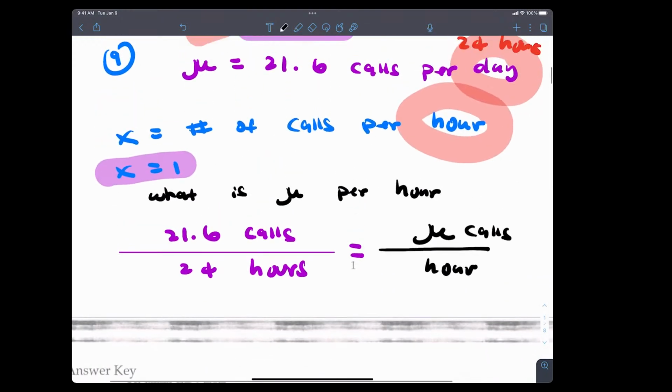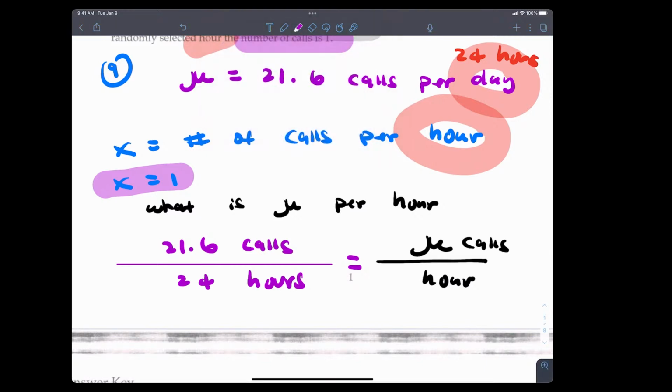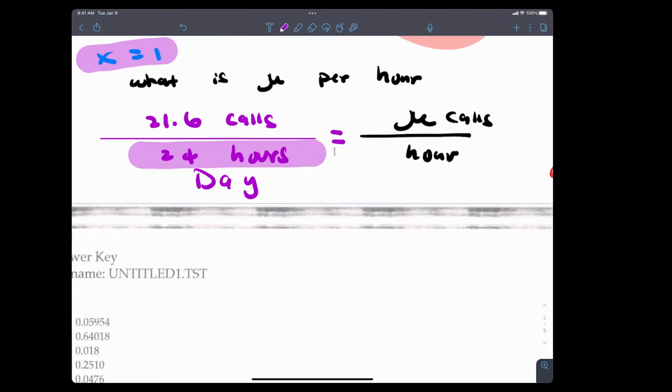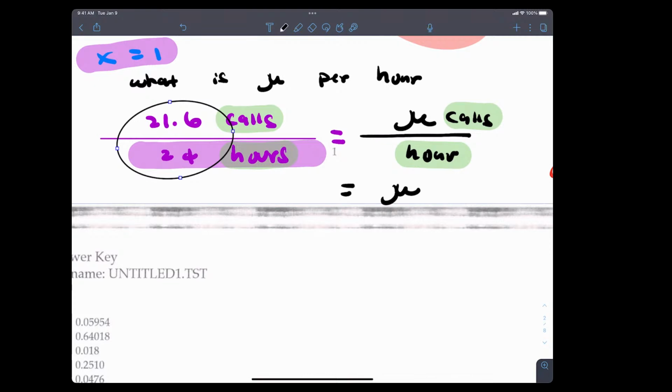This is an important detail because they gave us 21.6 calls per day. So I'm going to have to use the idea that there are 24 hours in a day. When you convert, it's important to have the same units. Calls have to be on top, and hours have to be on bottom. You have to be consistent. So if I do this division, 21.6 divided by 24, that's going to give me my mu in hours. I need mu in hours.